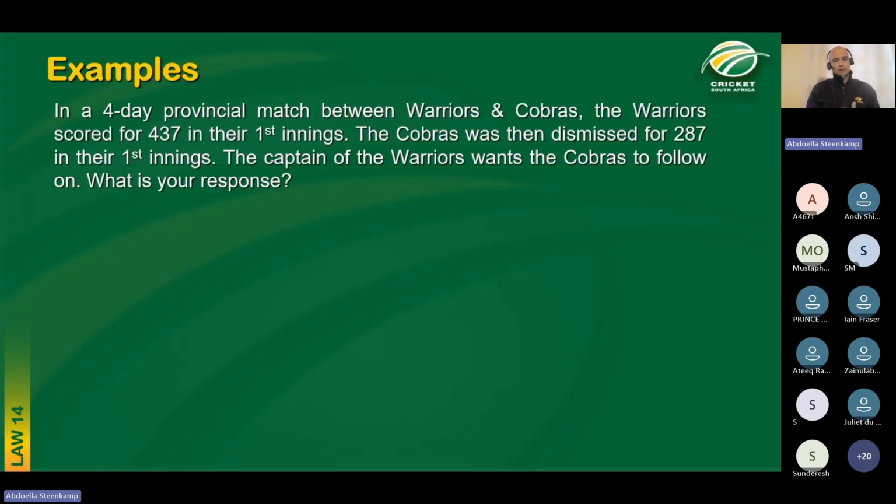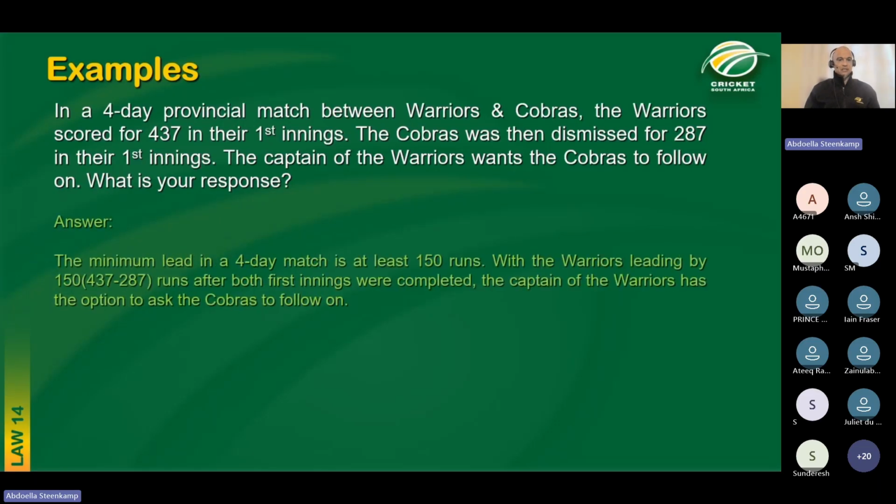Second example. Now I'm using a provincial 4-day match. Here the Warriors scored 437 in their first innings, and they dismissed the Cobras for 287 in their first innings. The captain of the Warriors wants the Cobras to follow on. What is your response? So in a 4-day game, what should the minimum lead be? 150. So what is the lead of the Warriors?